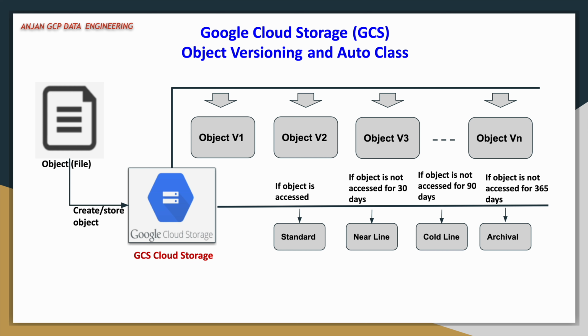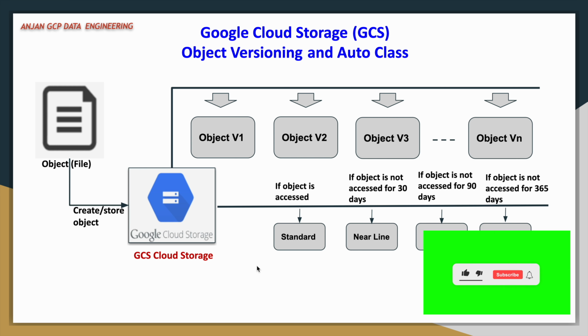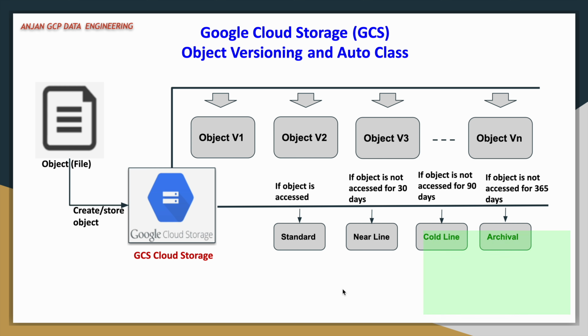We'll perform the operations on top of some existing bucket objects, but it can also be done on a new bucket, so it's up to you. In the same way, we'll try to create a bucket and apply this Autoclass feature on top of that bucket, because Autoclass cannot be applied to an existing bucket. So while creating the bucket itself, you will have to go for this feature.